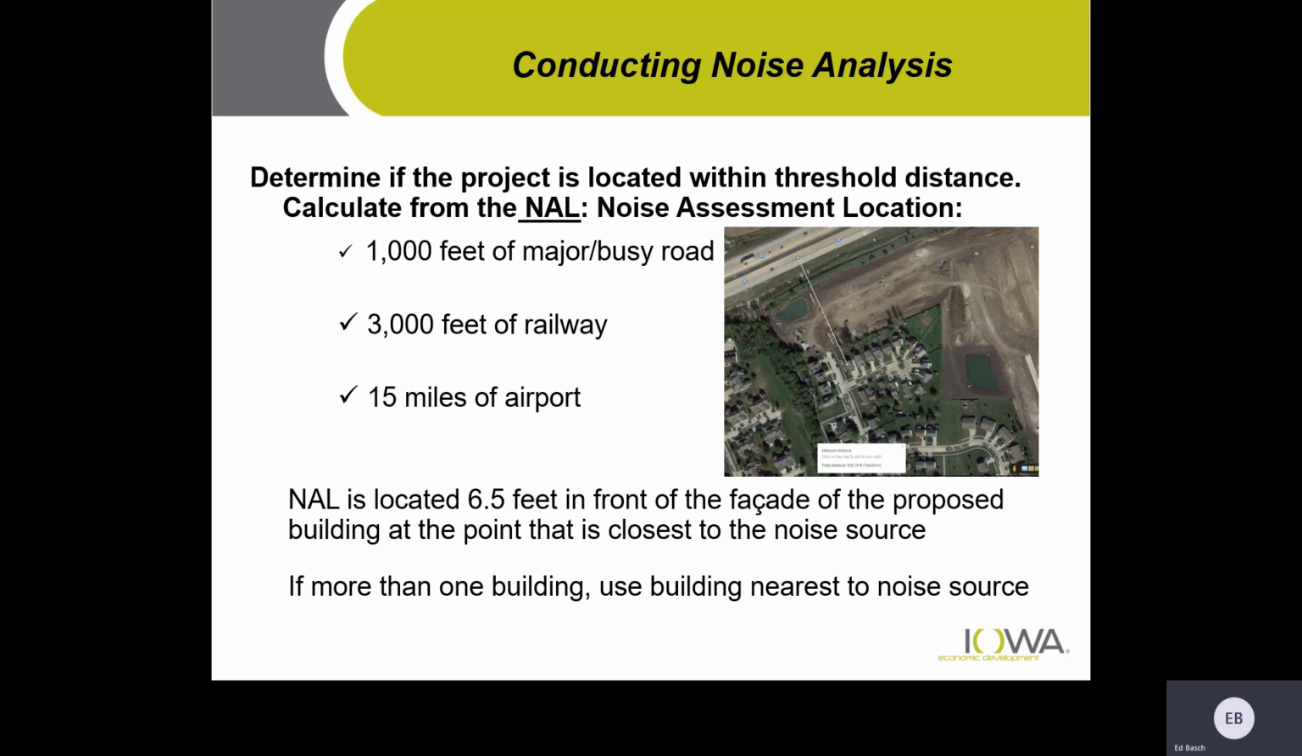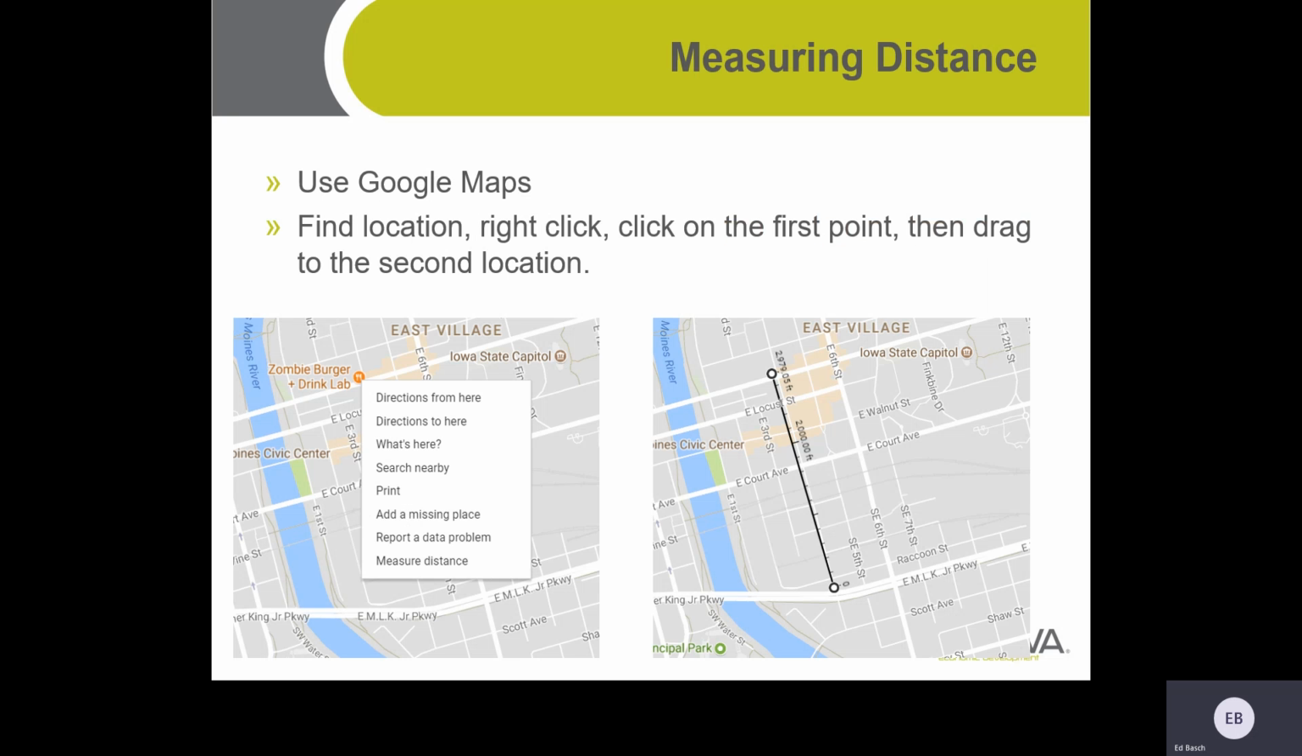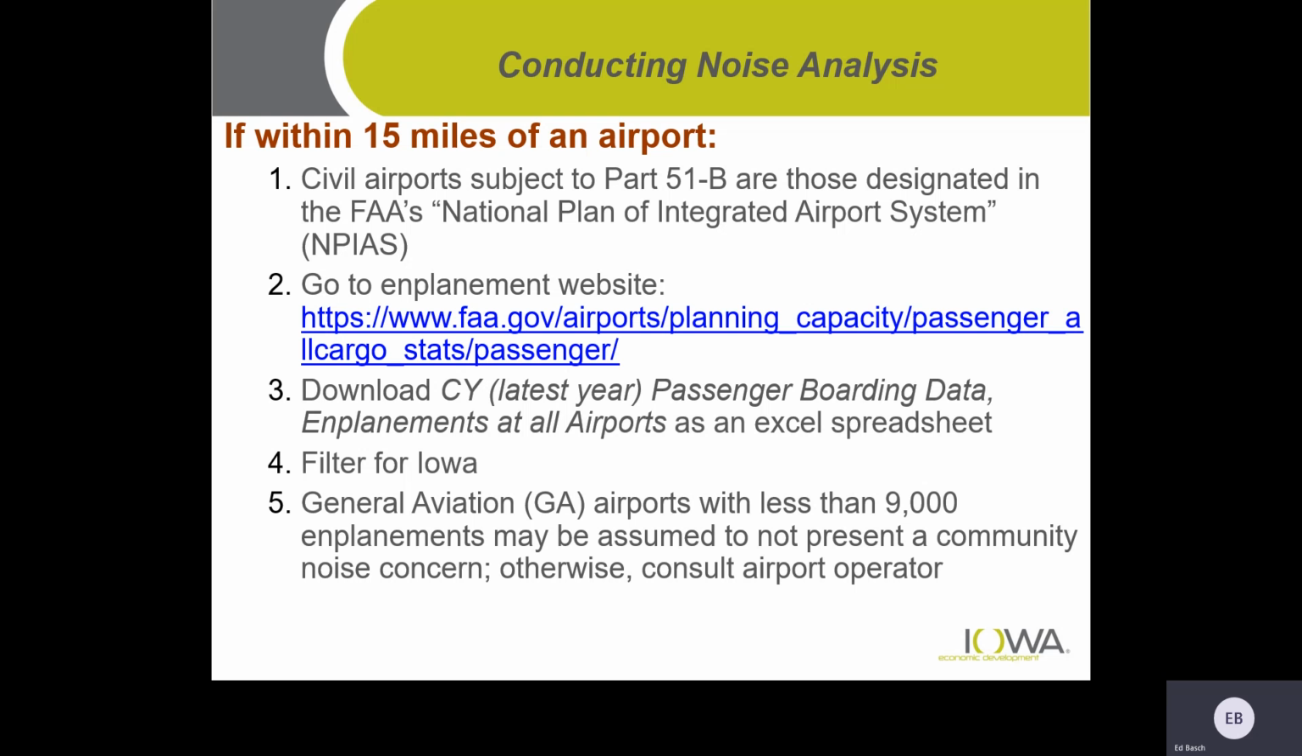And of course, that is so you know where to measure from. Use Google Maps, find the location, right-click, click on the first point, then drag to the second location, and it will give you the distance.